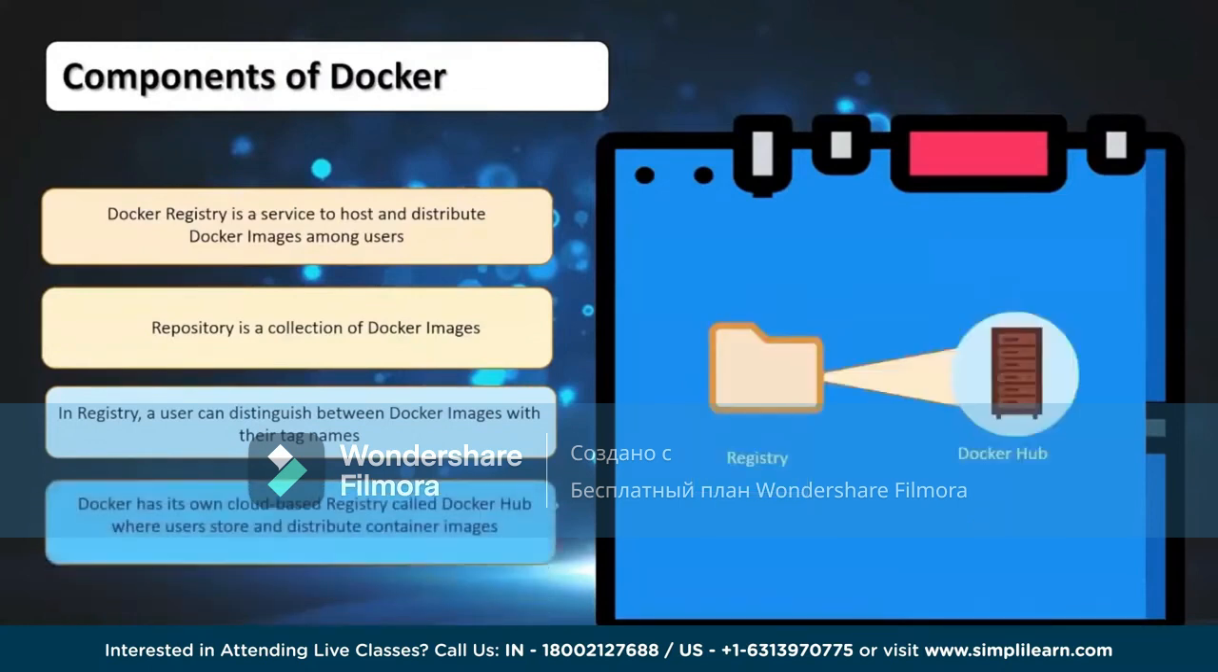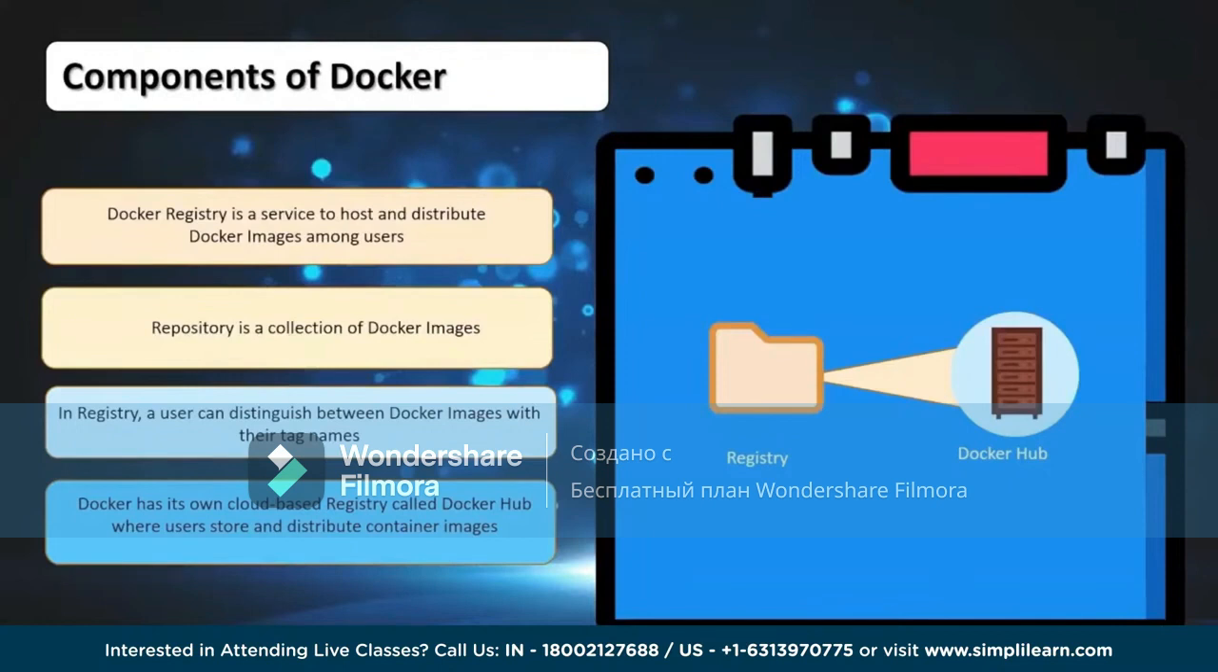So depending on the frameworks or runtimes, different tags are used, so you can distinguish between the Docker images, and whichever Docker image you want to use, you can implement according to your requirement. And Docker by default has its own cloud-based registry called Docker Hub, which gets automatically connected the moment you do the Docker installation.